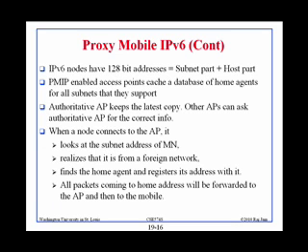Let's just double check here. So IP, we have already discussed all of it, but I'm just going to double check. IPv6 nodes have 128-bit addresses, the subnet part and the host part. PMIP enabled access points cache a database of home agents for all subnets that they support. Authoritative access point keeps the latest copy. All access points can ask the authoritative for the correct information. When a node connects to the access point, it looks at the subnet address of the mobile node. Who looks at? The access point looks at. And it realizes that this is from a foreign network, finds the home agent, registers the address with it, and all packets coming to the home address will be forwarded to the access point.